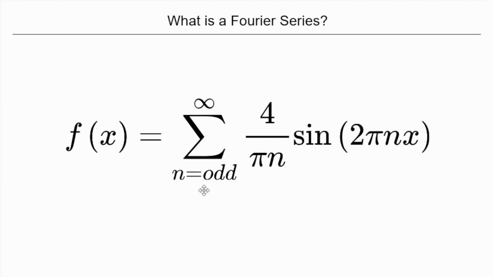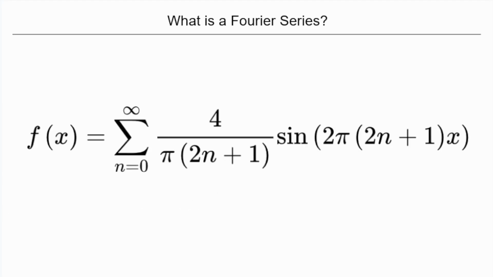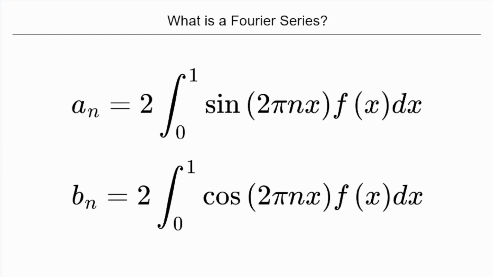If you don't like this n equals odd, which seems a bit weird, we can also start at n equals 0. We can replace the old value of n with 2n plus 1. So to calculate a Fourier series, just plug in these formulas and calculate these integrals, and then you just multiply these coefficients by the sinusoids.